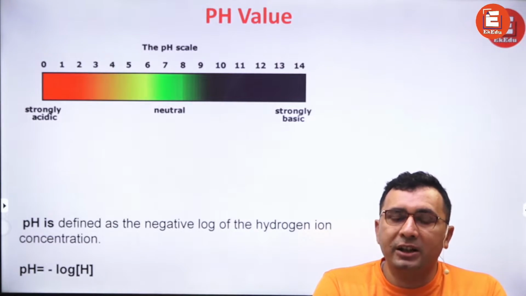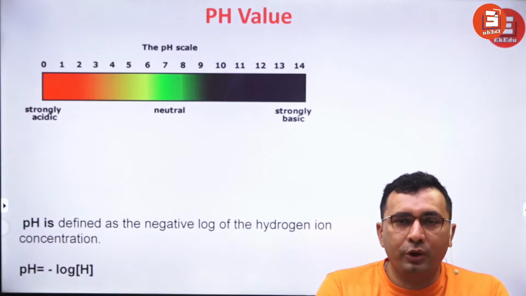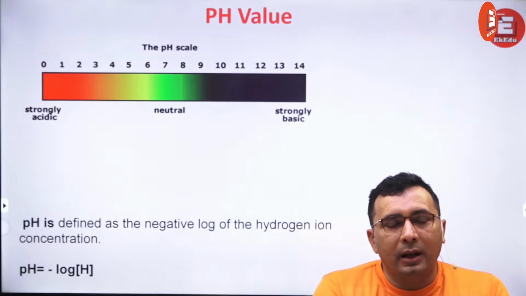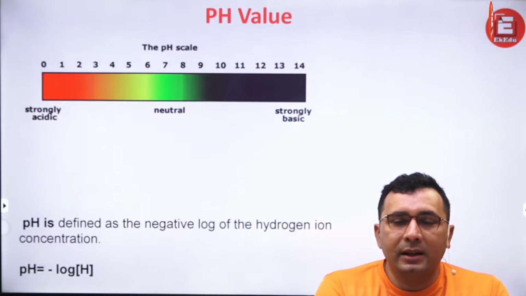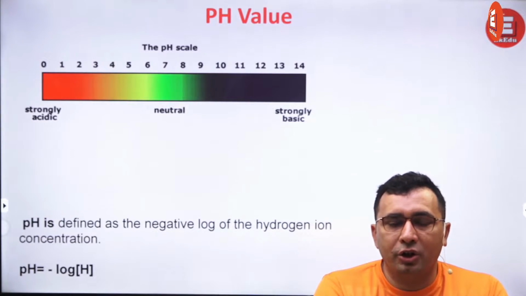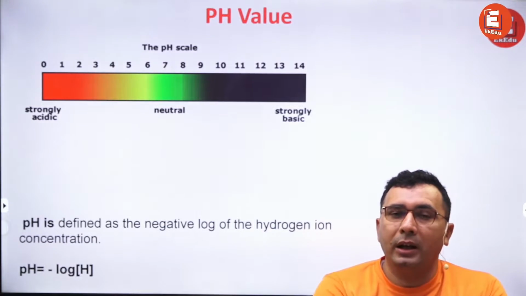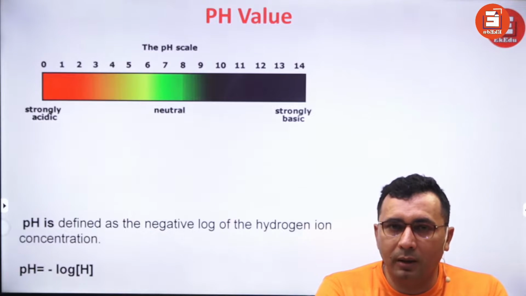The range of pH is from 0 to 14. You can see on your screen. If the pH value of a substance is less than 7, it means it is acidic in nature. And as the pH value decreases from 7 to 1, the acidity increases continuously.